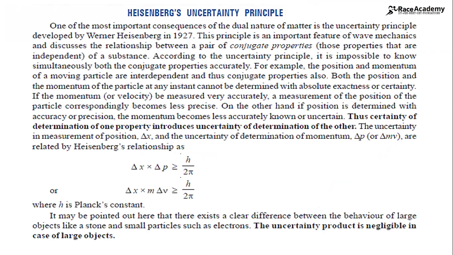Let us move to the Heisenberg's uncertainty principle. So this is nothing but the certainty of determination of one property introduces uncertainty of determination of another property. That means if you are ready to find the position of a particle like an electron moving with high speed, then you can't find the momentum. If you find the momentum, you can't find the position. That is what we call the Heisenberg uncertainty principle. The uncertainty product is negligible in the case of large particles also, they have told.